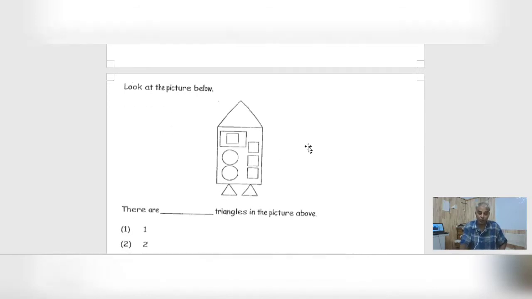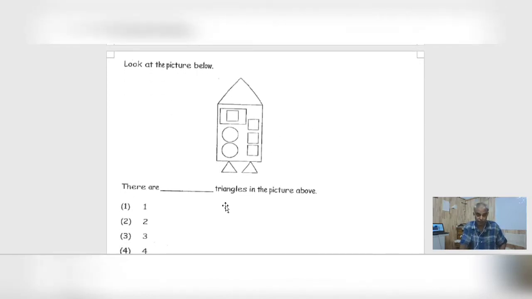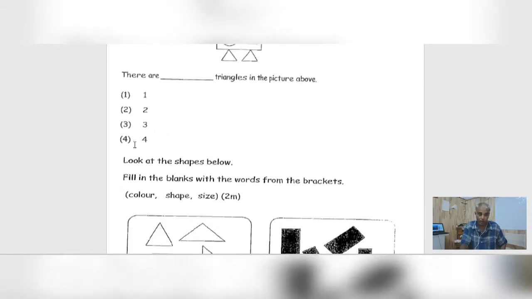Look at the picture below. Now you can see, this is a rocket picture. So there are dash triangles in the picture above. So you have to find out how many triangles are there. One is the bigger one, then 2, 3 triangles I can see. Yeah, right, 3. Okay, so 3 triangles are there. So the options are given.